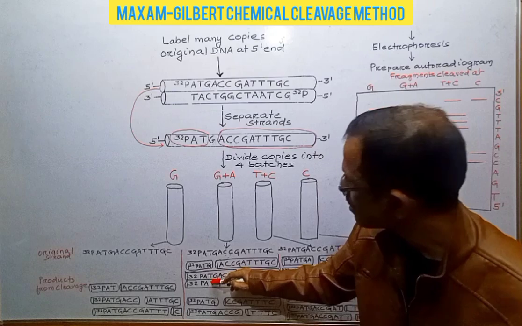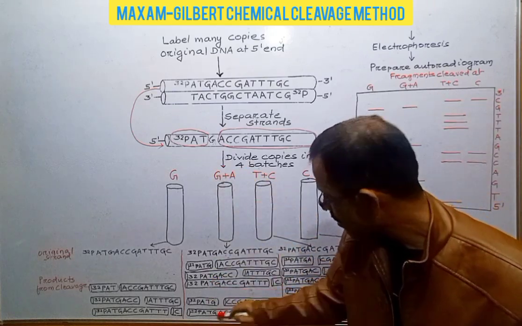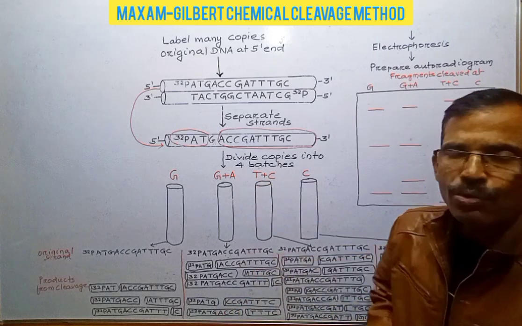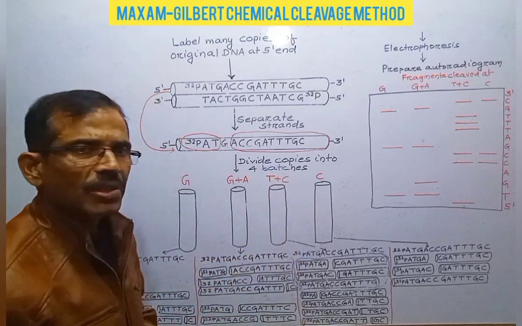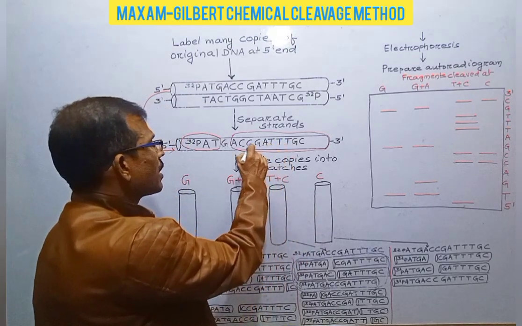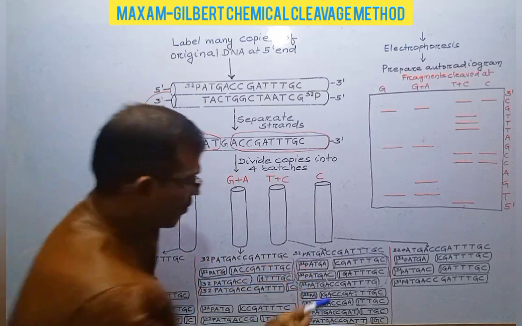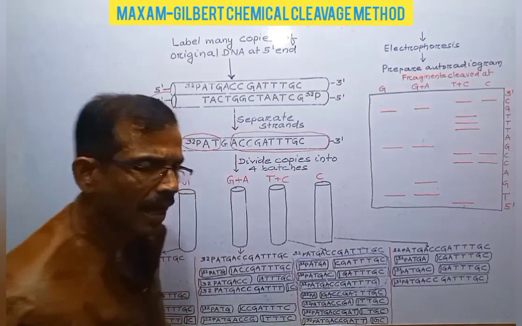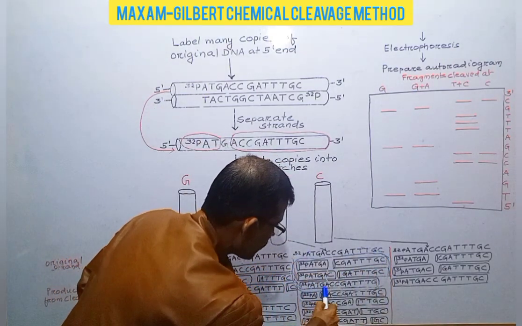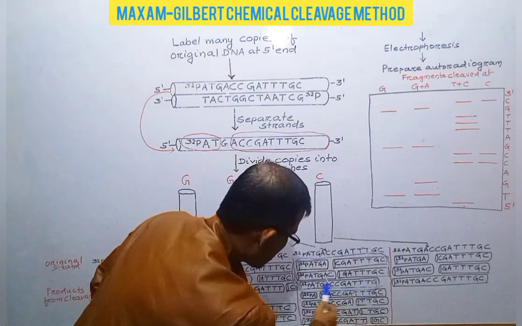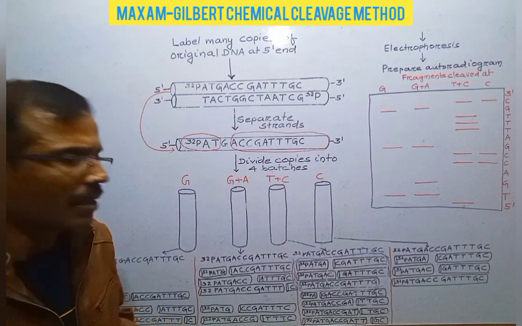First 3 fragments are obtained due to cleavage at guanine, and the second sets of fragments are obtained due to cleavage at adenine. In batch 3, cleavage takes place at thymine and cytosine. As a result of this cleavage, several fragments are generated, out of which these fragments are generated due to cleavage at cytosine, and remaining fragments are generated due to cleavage of thymine.